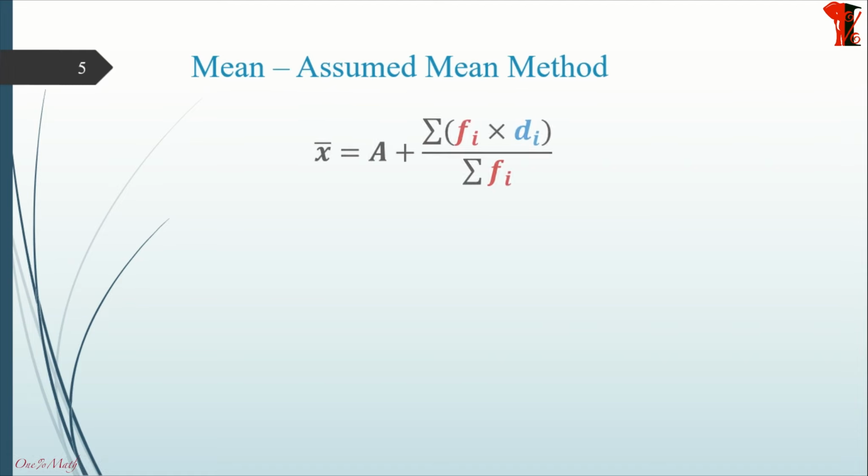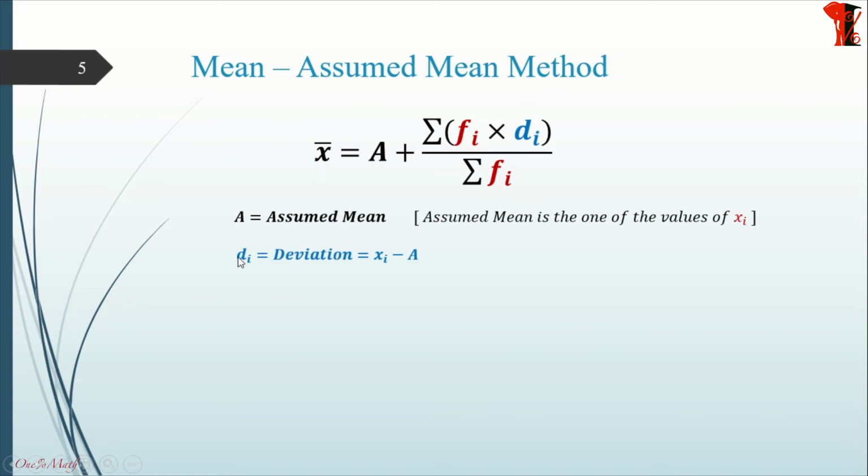Before that, let us see the formula. This is the formula that we use. Here x bar represents the mean, a represents the assumed mean, which will be taken from the xi column, that means the class mark column. Sigma is summation, and sigma fi means the sum of frequencies. Here di represents the deviation. To remember it in short, we can remember this as difference: the difference of the class mark and the assumed mean.